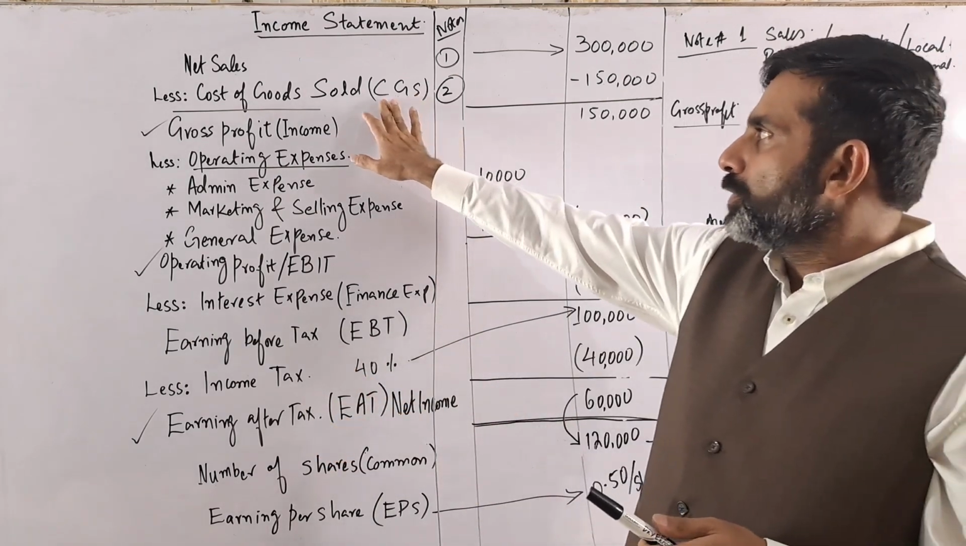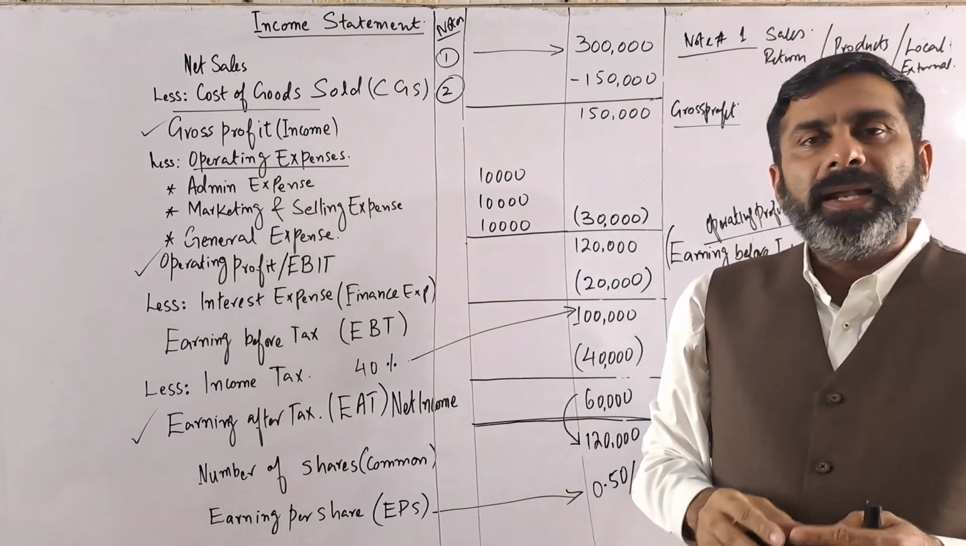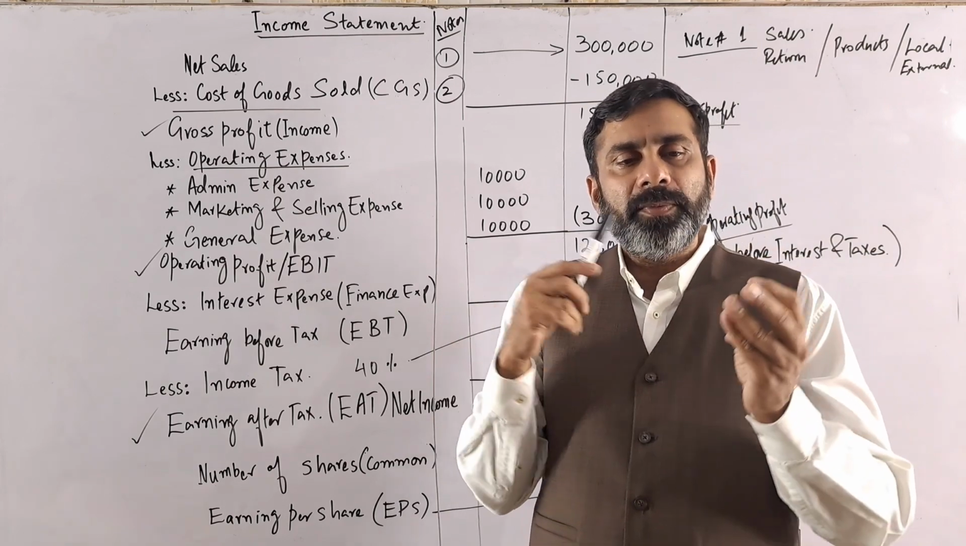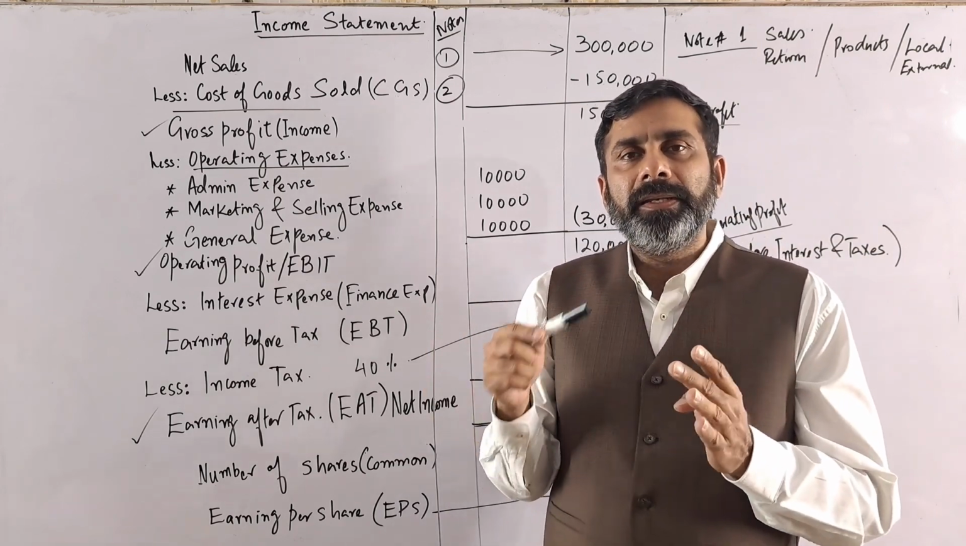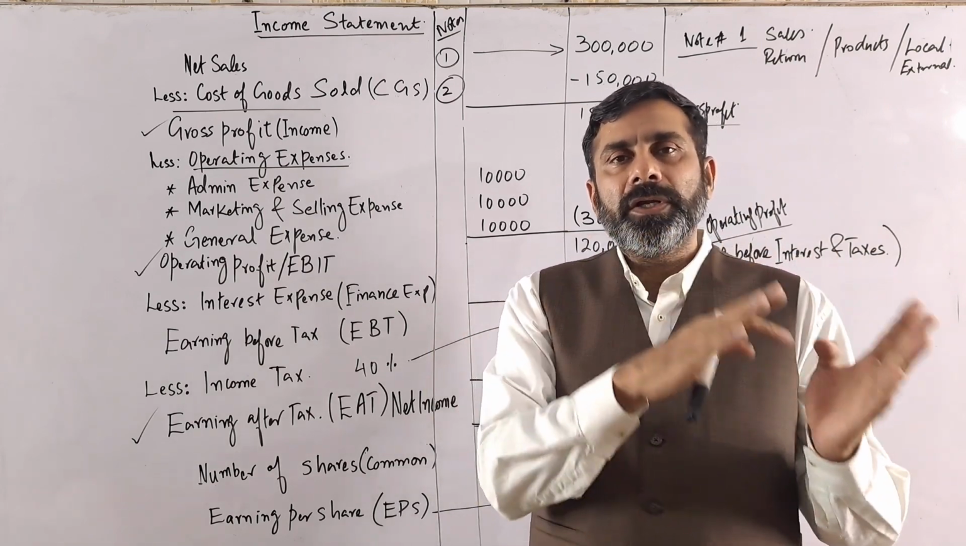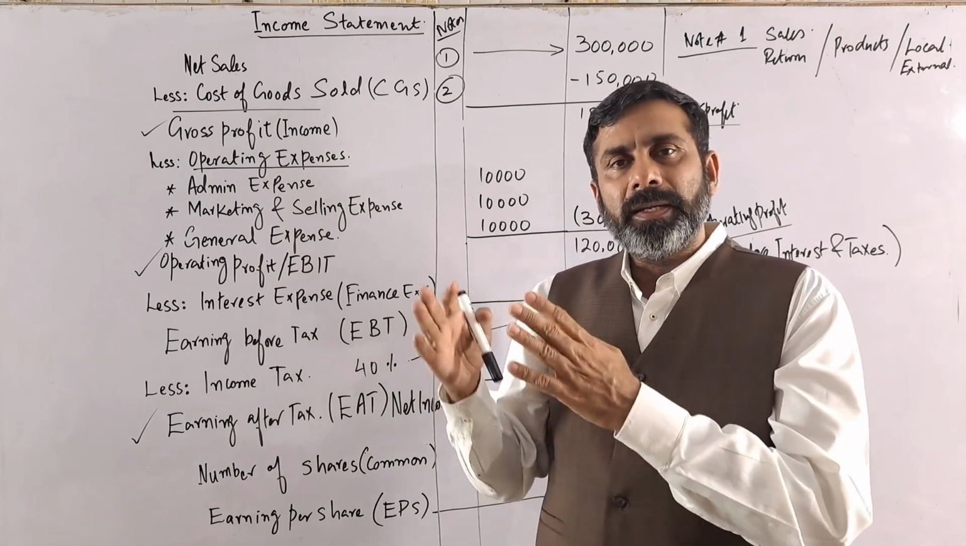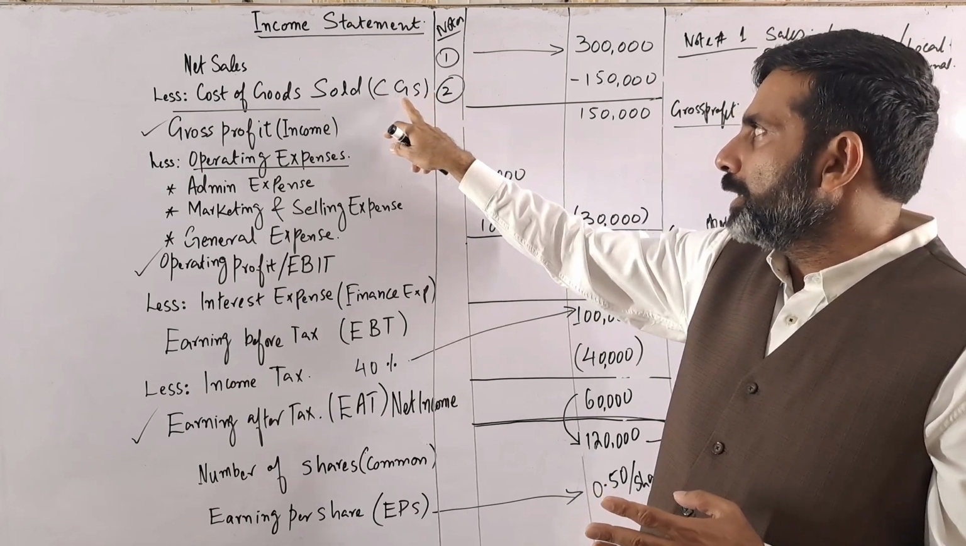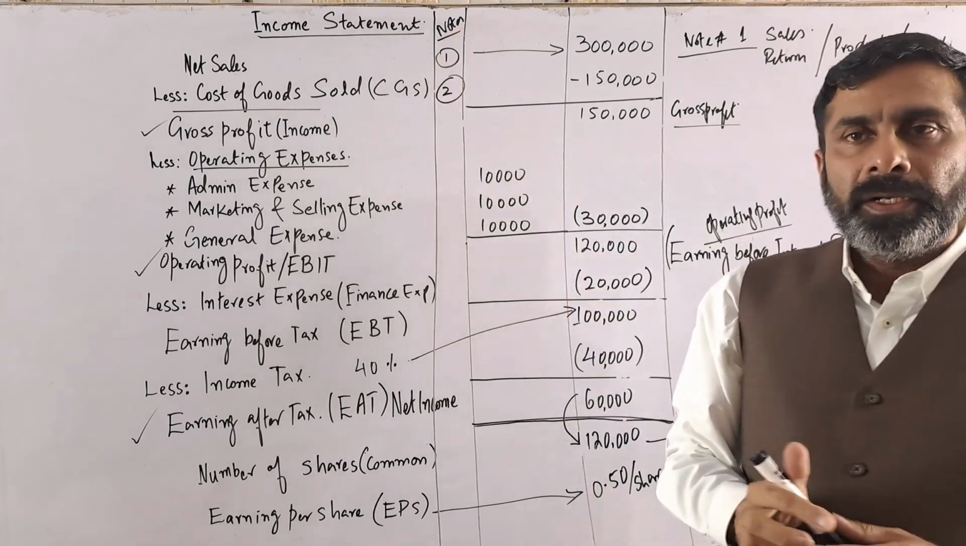So this is the cost of goods sold if it is a trading company. If it is a manufacturing company, then we have raw material, direct material, labor, factory overhead, work in process, finished goods. We have already completed that cost of goods sold statement. So the complete detail of the cost of goods sold statement will be in note number 2.